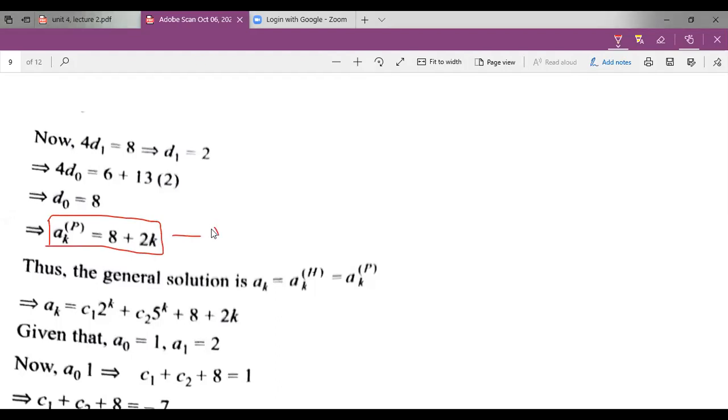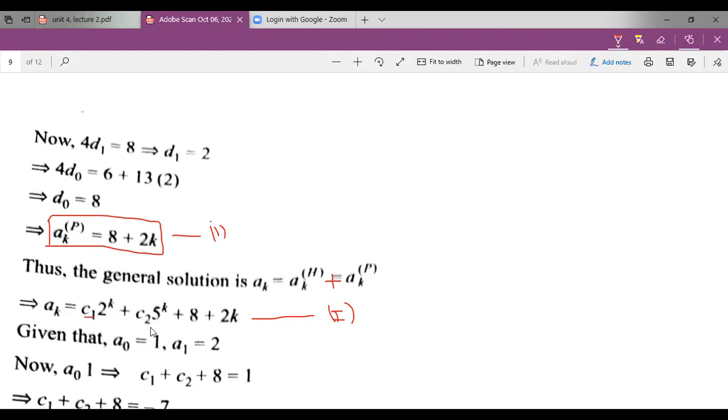So the complete solution of the given recurrence relation is the sum of the homogeneous equation solution and the particular solution, that is AK is equal to C1 2 power k plus C2 5 power k plus 8 plus 2k. So now we have to eliminate the arbitrary constants of this equation, that is C1 and C2.